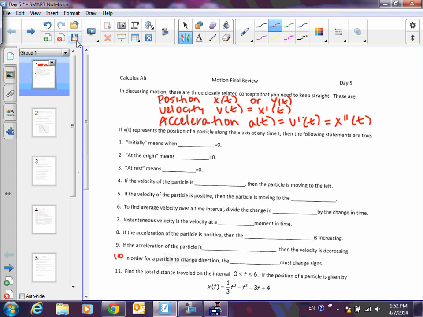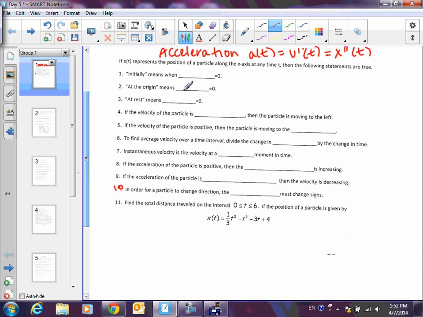Okay, let's go over these. So what does initially mean? What equals 0 for initially? T. Good. It's like starting your stopwatch. Okay, at the origin has to do with location, so what equals 0, x or y, depending on which one you're dealing with. And then at rest, not moving, what equals 0? The v, the velocity. Okay, the rest of these should have all been words.